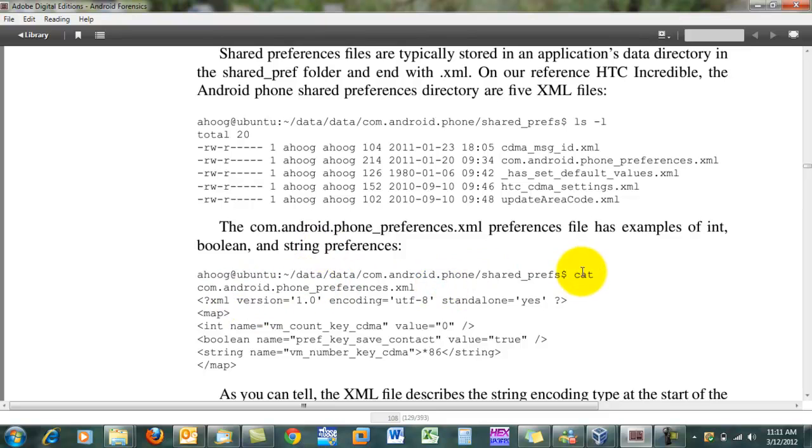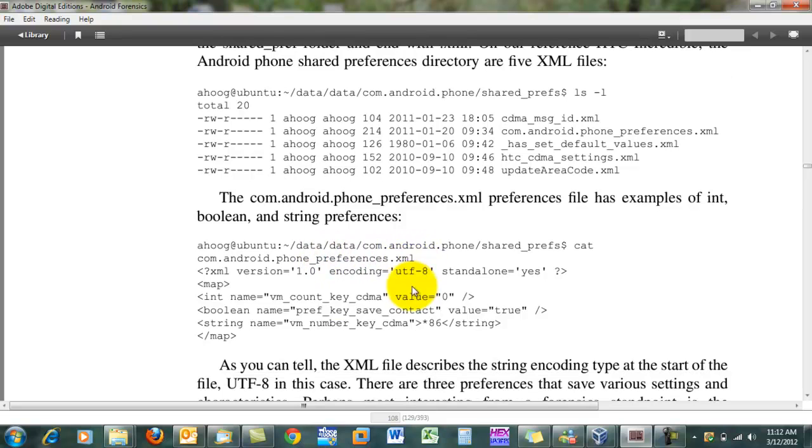You can cut it out at com.android.phone_preferences.xml, and you can see inside this is the XML file. And of course, you can see things such as the version, the encoding, for example, the CDMA files, numbers, string with asterisk 86. But it is forensic data, interesting data they want to have.